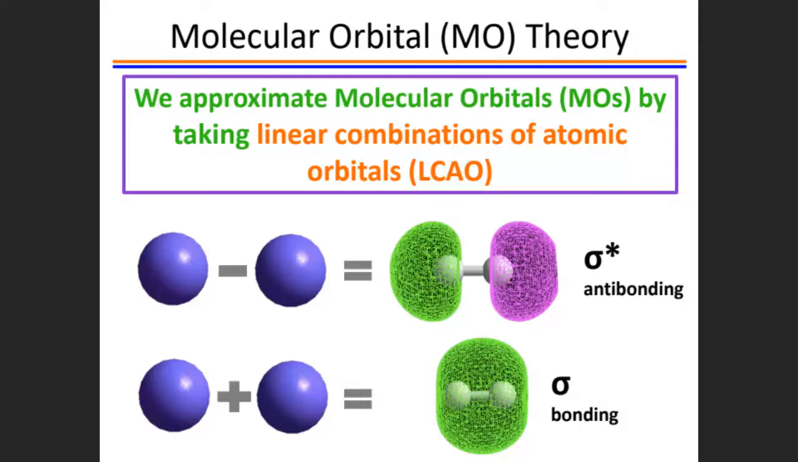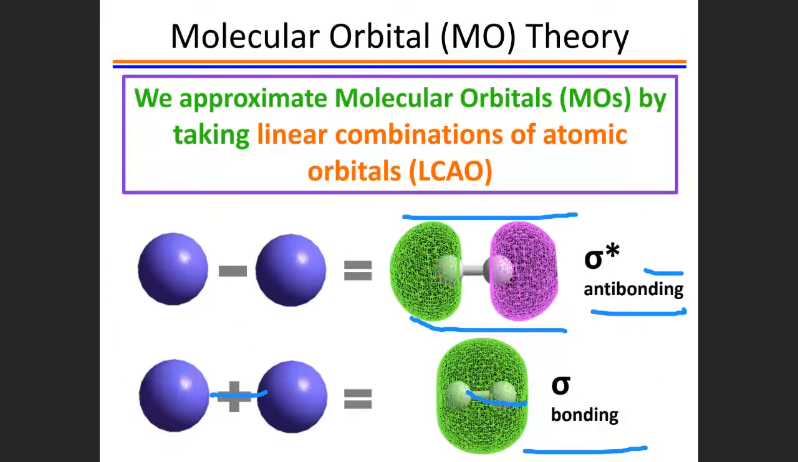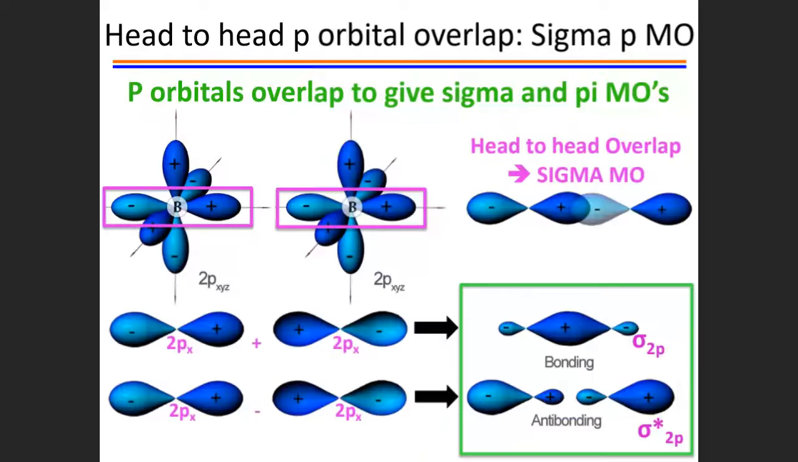We approximate molecular orbitals by taking linear combinations of atomic orbitals. So this is how we can also check it. If we have this type of linear combination, that's antibonding. If we have bonding, this is called the sigma bonding. And this is also called the LCAO, linear combination of atomic orbitals.